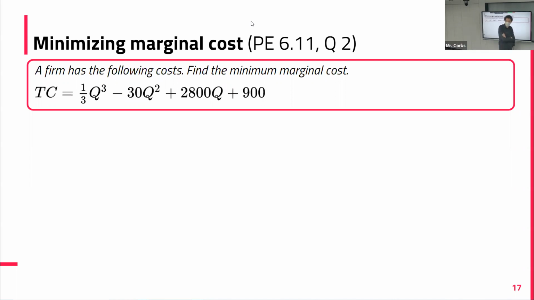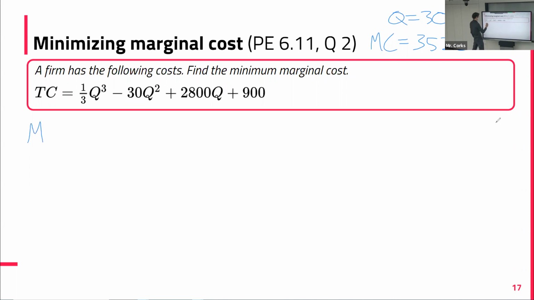Does anyone have an answer? Or just a Q value? 30. For marginal cost, you say 3,520. All right, we got some answers in the chat. 15, 30. So let's see what we get. Or let me write that down here, maybe 15. Okay, so first thing we will do is what?